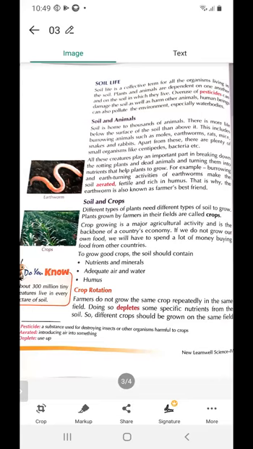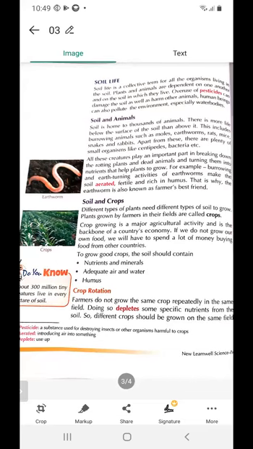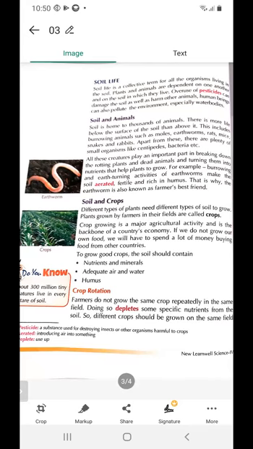All these creatures play an important role in breaking down the rotting plants and dead animals and turning them into nutrients that help plants to grow. As we know, these types of animals play a very important role in breaking down the rotting plants and dead animals and turning them into the nutrients.